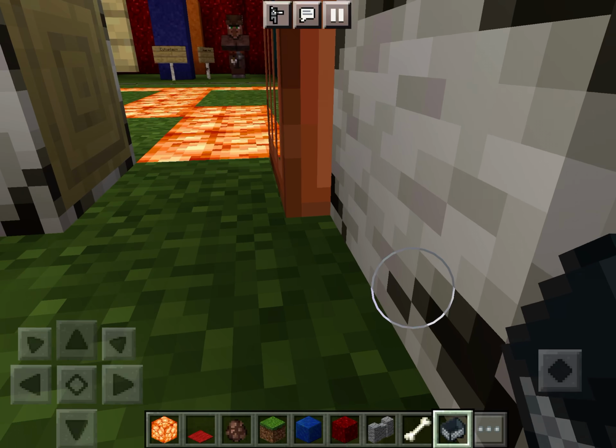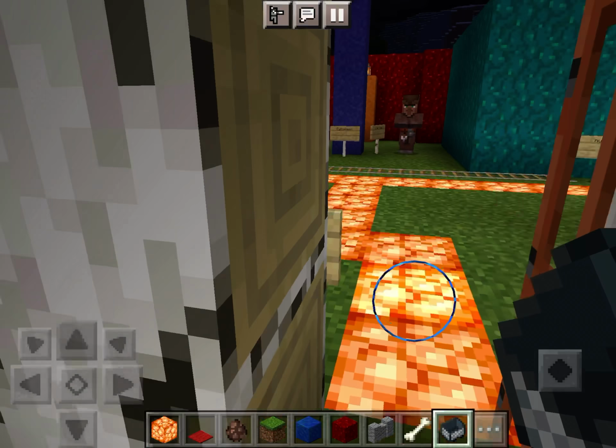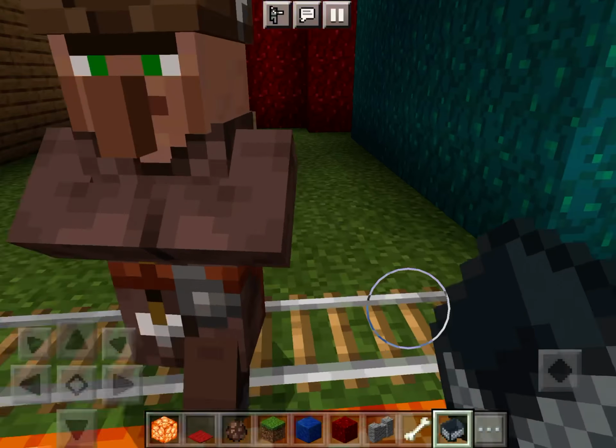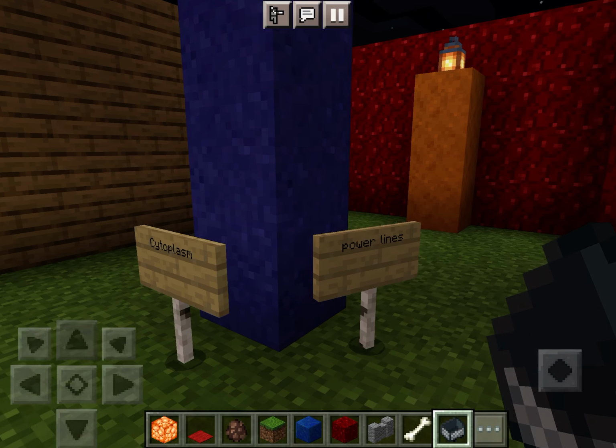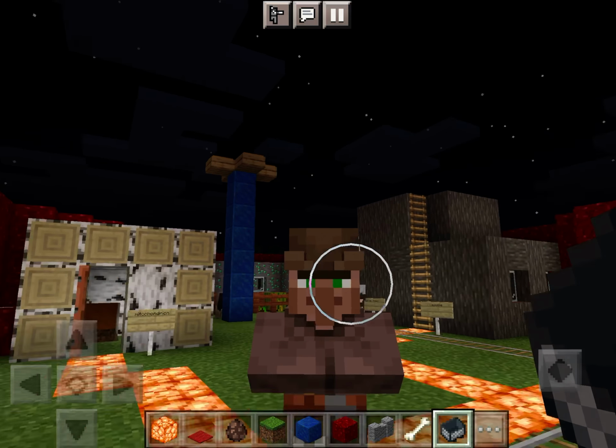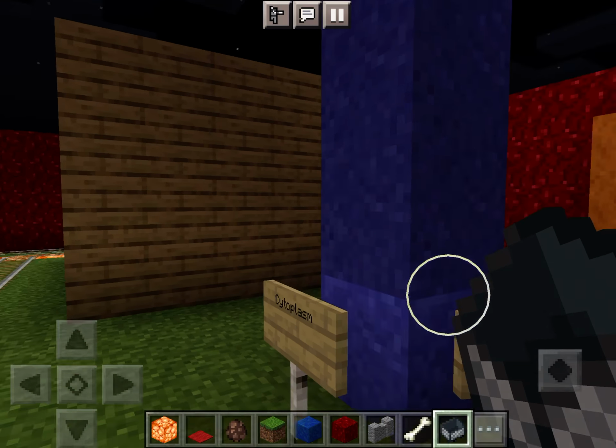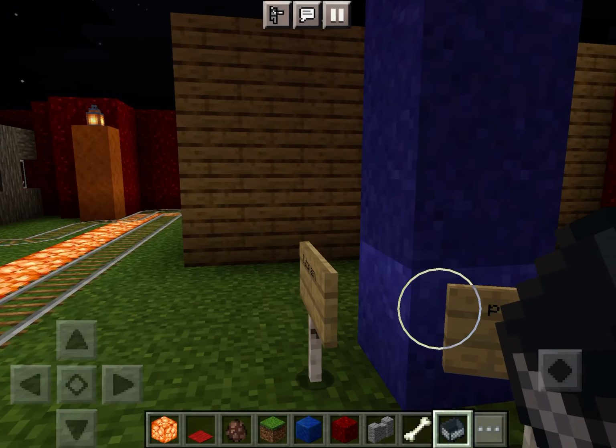Now we're going to go to the cytoplasm. And the cytoplasm kind of signals to different cells, and I put this as power lines.